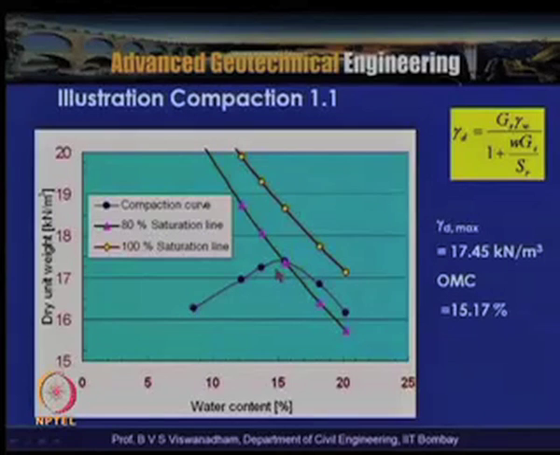So, this particular soil has a maximum dry unit weight of 17.45 kilonewton per meter cube and an optimum moisture content of 15.17%. And this is the 100% saturation line and this is the 80% saturation line.